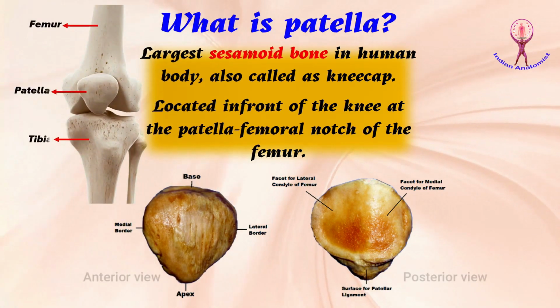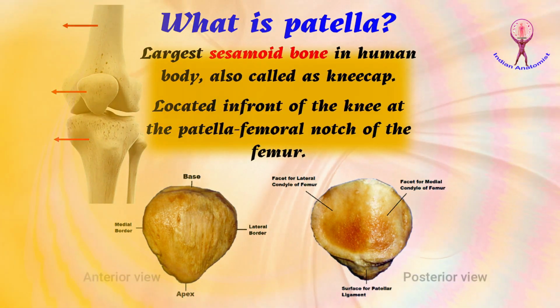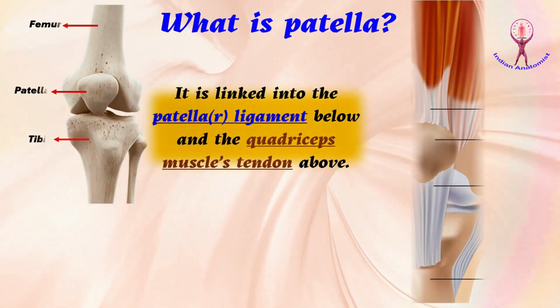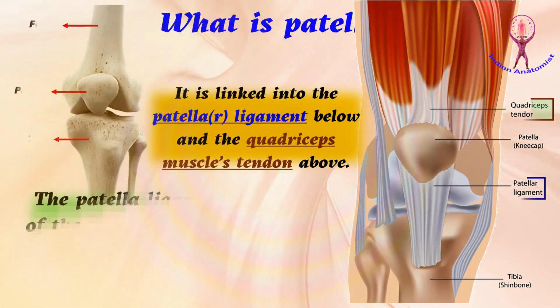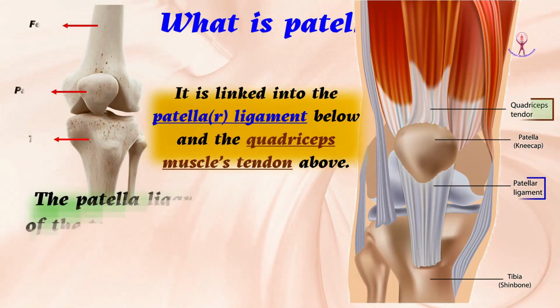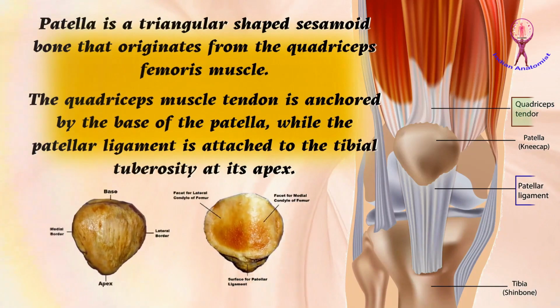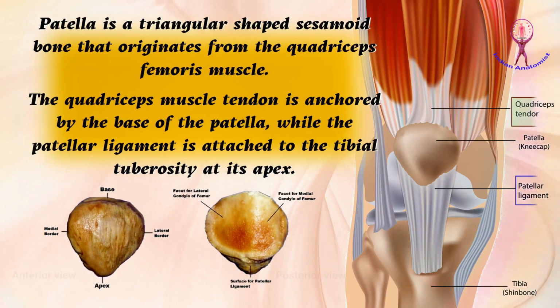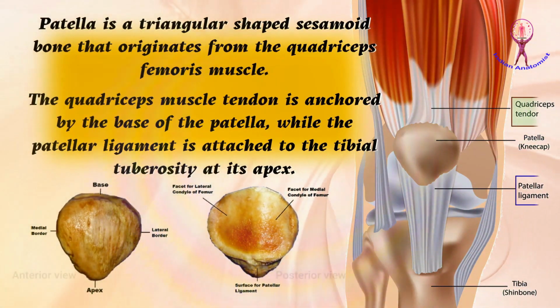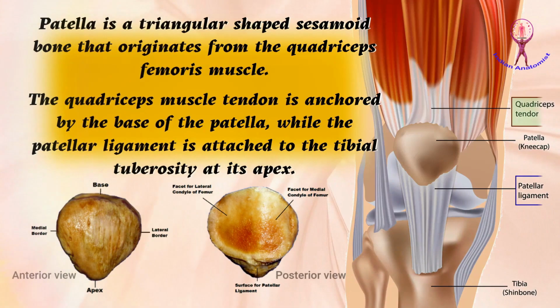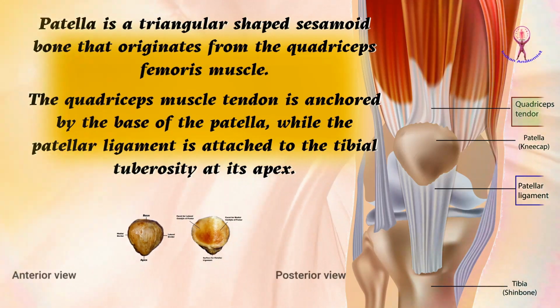It is located in front of the knee, at the patellofemoral notch of the femur. It is linked to the patellar ligament below, and the quadriceps muscle's tendon above. The patellar ligament is made up of the tendon that continues from the quadriceps femoris muscle. The patella is a triangular-shaped sesamoid bone that originates from the quadriceps femoris muscle. The quadriceps muscle tendon is anchored by the base of the patella, while the patellar ligament is attached to the tibial tuberosity at its apex.